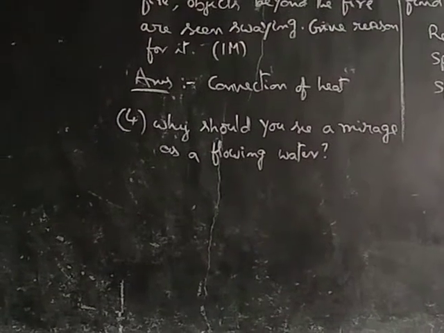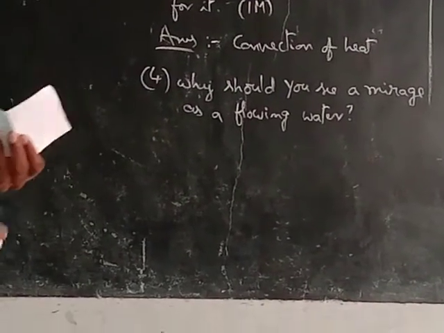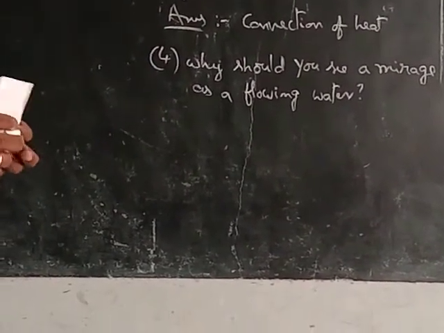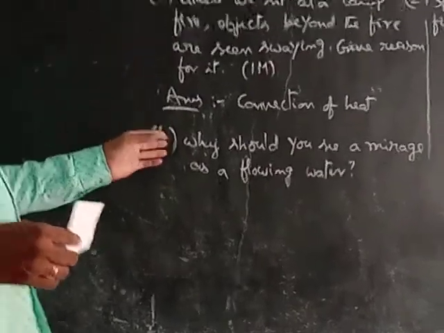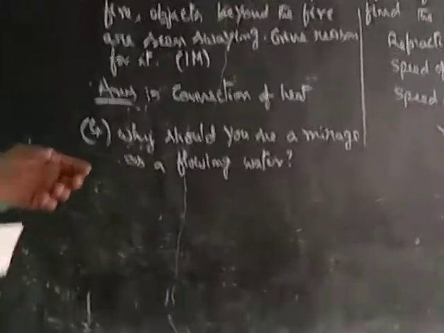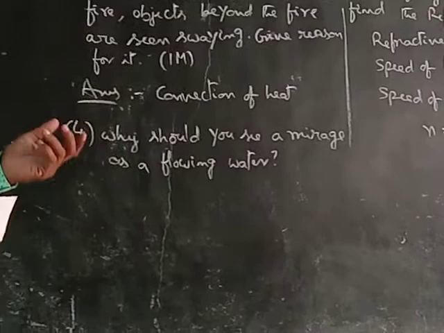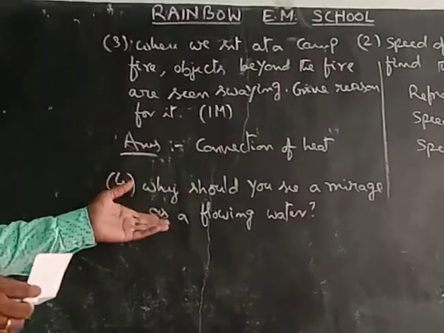During the summer time, on the roads or in the deserts, at some far distances, water appears to be flowing on the sand. Why should we see a mirage that appears to be flowing water?